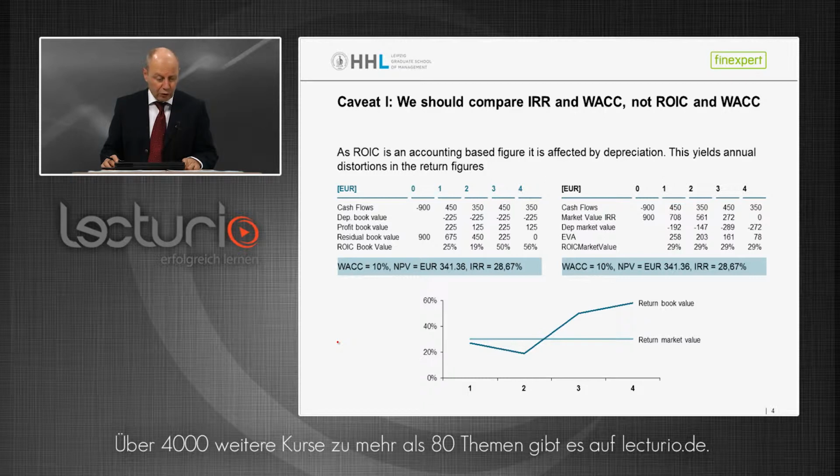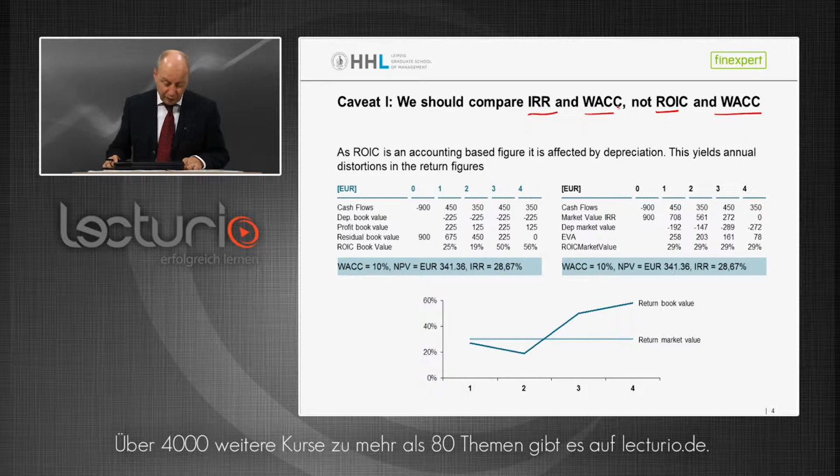I would now like to show two caveats that may at least decrease the significance of our findings, or some pitfalls that you should avoid when using these formulas. The first caveat is that we are currently comparing ROIC and WACC, and from our Finance 101 class we know that instead we should always compare the IRR, the internal rate of return of our new project, against the WACC.